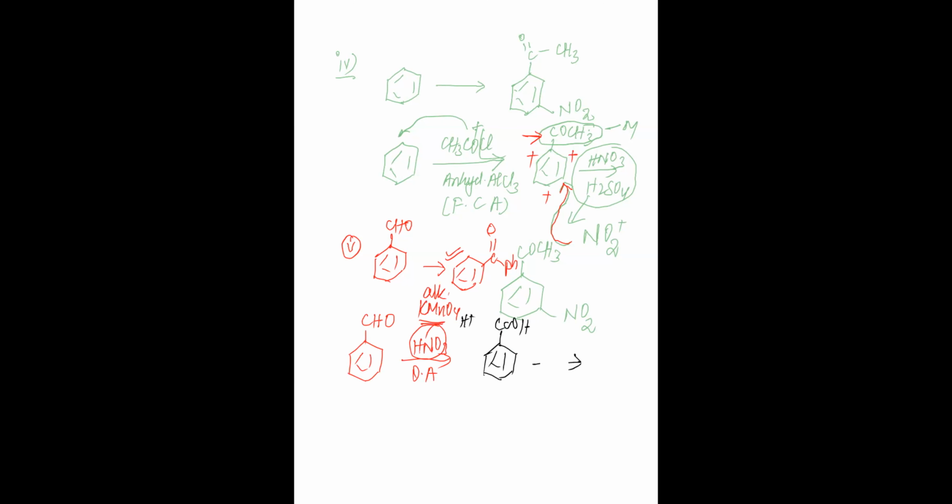After this, you are going to treat it with SOCl2. So the OH will be replaced by chlorine, and you will be getting this COCl. After this, very simple, we are going to react it with benzene and anhydrous AlCl3.